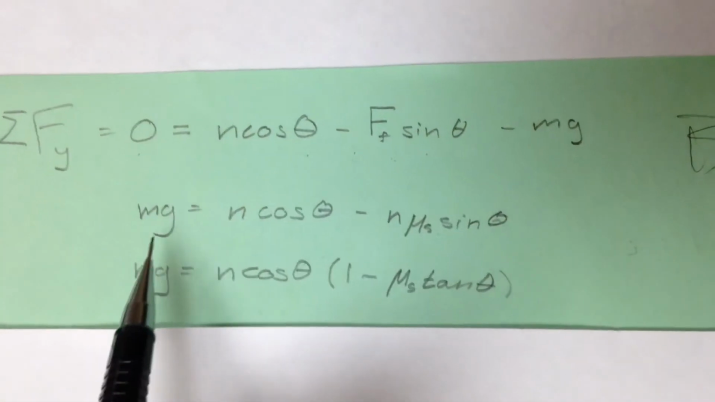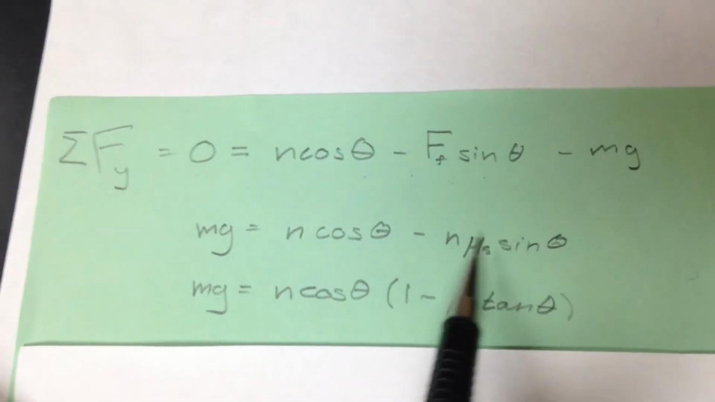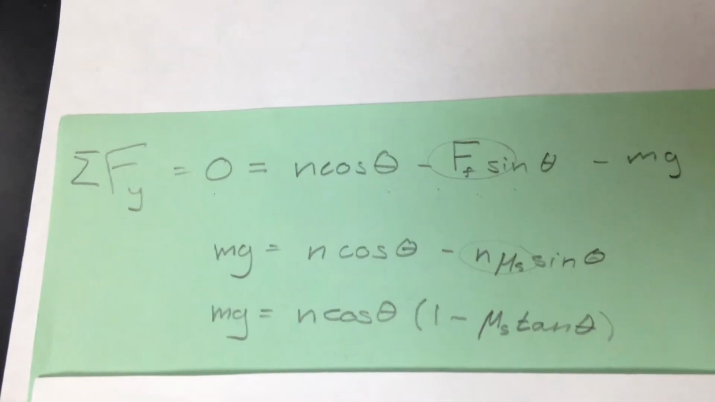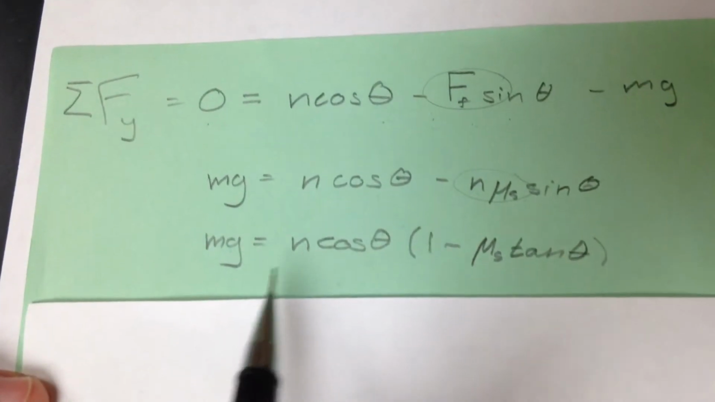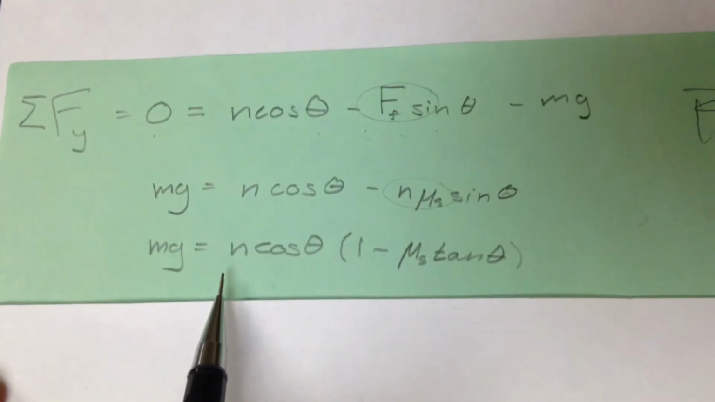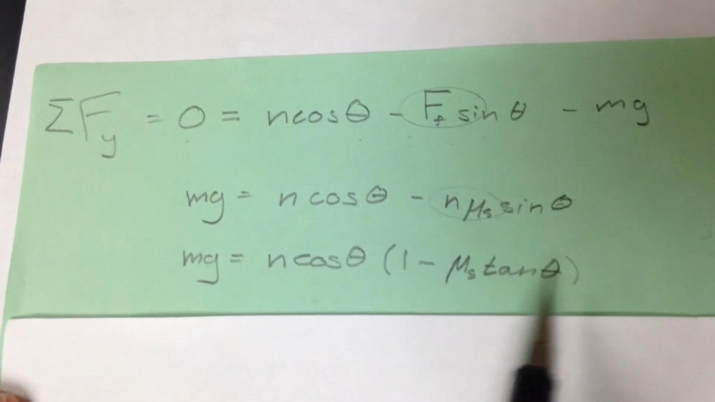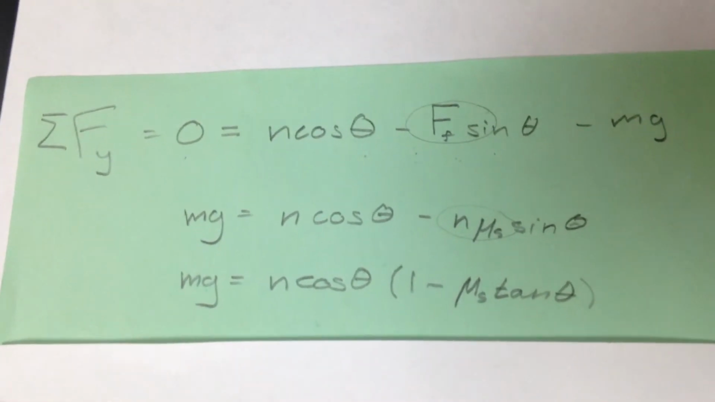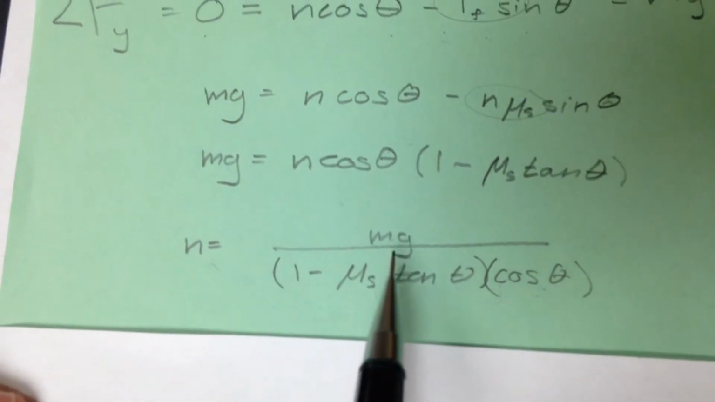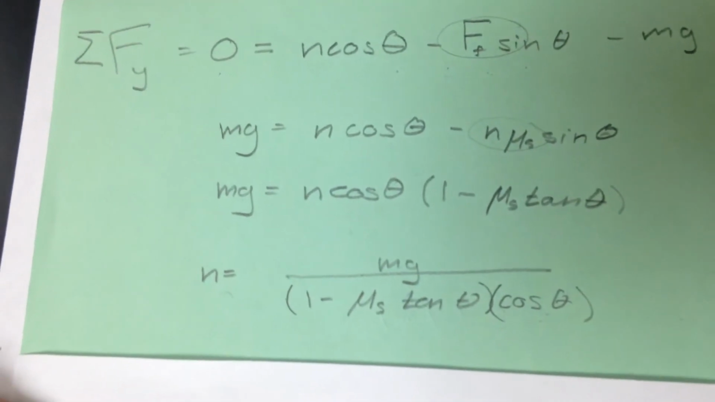Rearrange the equation. mg equals N cosine theta minus N mu s sine theta. We get N mu s from the force of friction. Again, factor out a cosine from both here and here. It gives us this equation: mg equals N cosine theta times 1 minus mu s tan theta. Solve for N. N is equal to mg over 1 minus mu s tan theta times cosine theta.